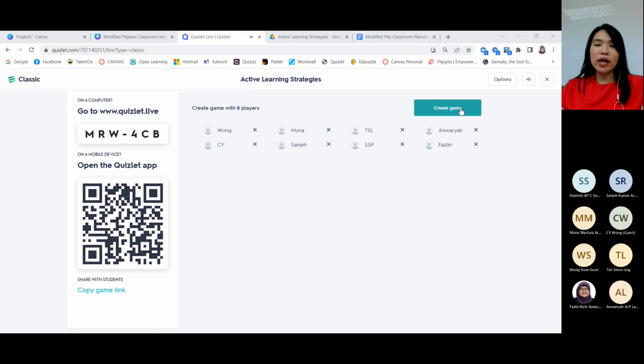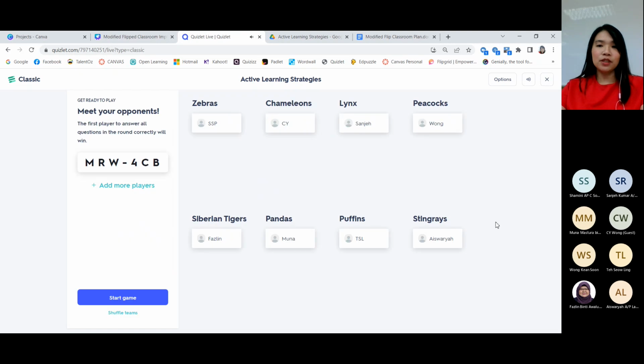So the game will end when one of you manages to answer all the questions correctly, because it's an individual game. So let's try. See here, these are all your group names. Imagine now if you are letting the students play in teams, under these zebras you will have maybe 3 to 4 students' names. Then they will have to sit together. So they are the zebras team, for example.